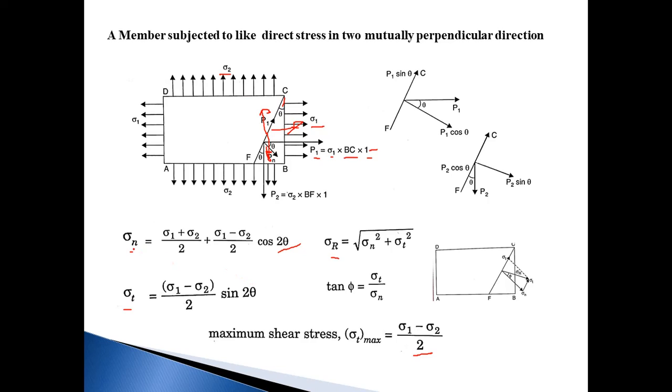That is sigma n. Once again I repeat, sigma n is equal to sigma 1 plus sigma 2 divided by 2 plus sigma 1 minus sigma 2 divided by 2 into cos 2 theta. Then sigma t is equal to sigma 1 minus sigma 2 divided by 2 into sin 2 theta. And the resultant stress is square root of sigma n square plus sigma t square. And the obliquity is tan phi is equal to sigma t divided by sigma n. And the maximum shear stress, that is sigma t max, is sigma 1 minus sigma 2 divided by 2. These formulae are important for solving this type of problem.